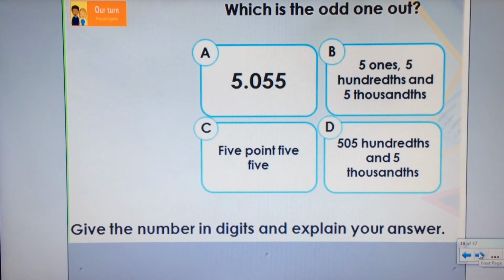Okay, this question is asking you which one is the odd one out. So you've got A, B, C and D. Which of those is the odd one out? Can you give the number in digits and explain your answer? Pause the video and have a think.